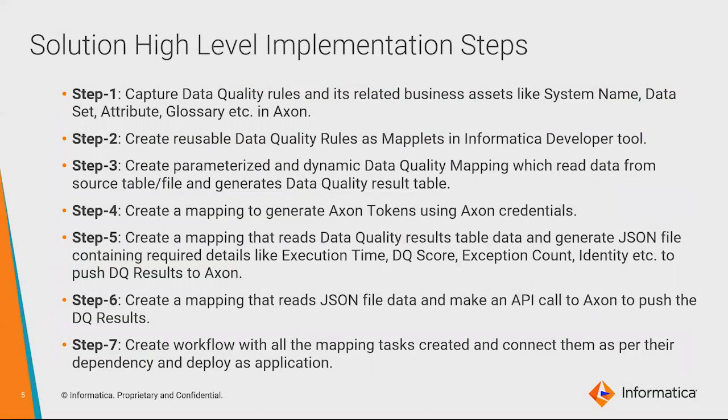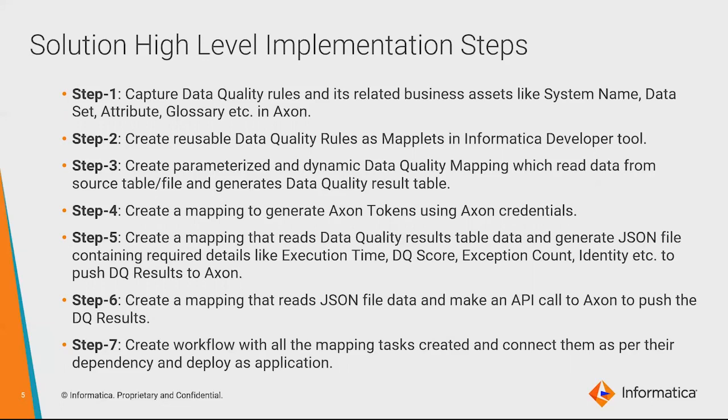So next is the solution high level implementation steps. If we want to implement this kind of a solution, at a high level, what are the steps that we need to perform? As a very first step, we need to capture those data quality rules and their related business assets like system name, dataset name, attribute name, glossaries, etc. in Informatica Axon. So this will be like our business layer where we are capturing all our business requirements.